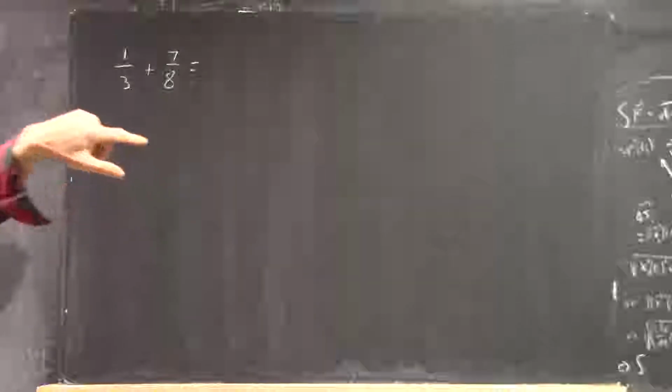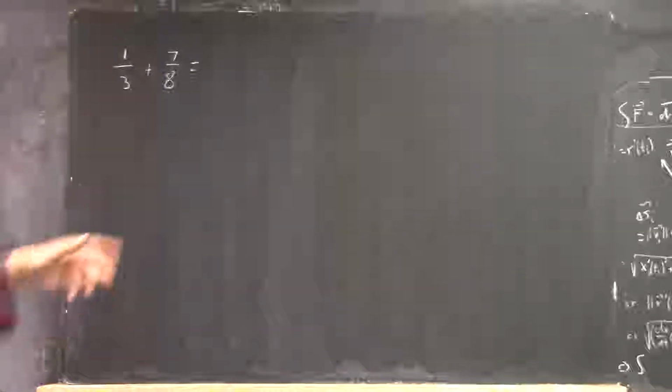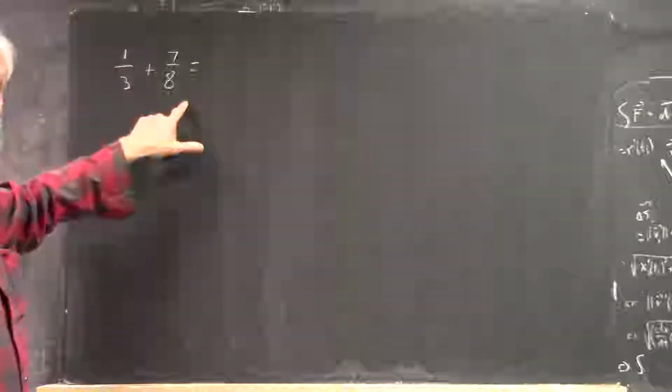What do you do here? Find a common denominator. What's your common denominator? 24. Now, you can always get a common denominator by multiplying this number by this number, right?